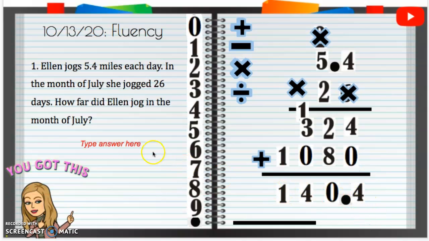Now, 140 and 4/10 what? It says how far did she jog in the month of July? Miles. That's how many miles she jogged. So there's our answer. You can circle that if you want. Our answer is 140 and 4/10 miles, or 140.4. And that is going to be our fluency. Great job.